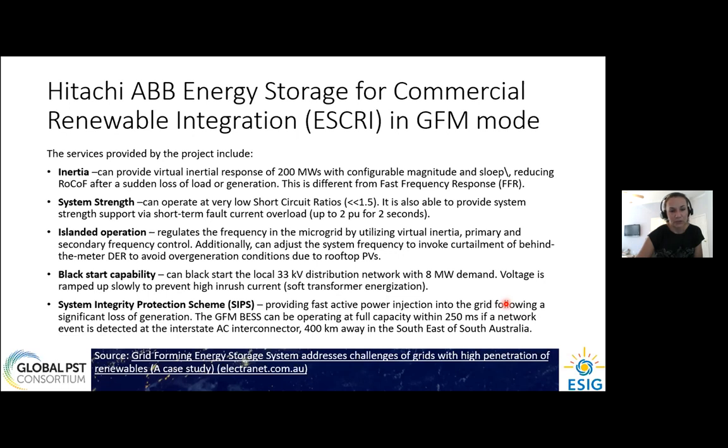Right. And one thing to mention here, I've read in the paper that the only services that are monetized for this project are participation in the energy market, the ancillary services market, and inertia. All other services are just part of the test and are not monetized, as a proof of concept. This project received some support from the Australian Renewable Energy Agency.